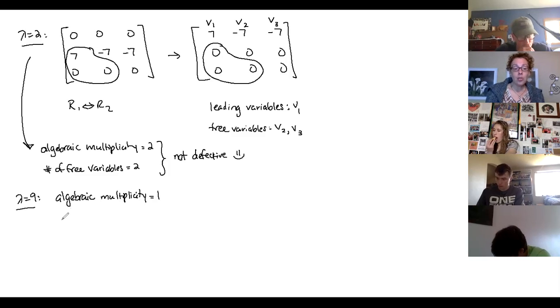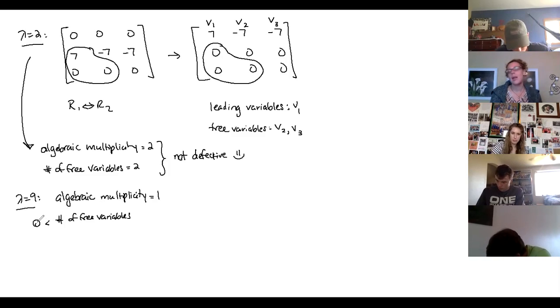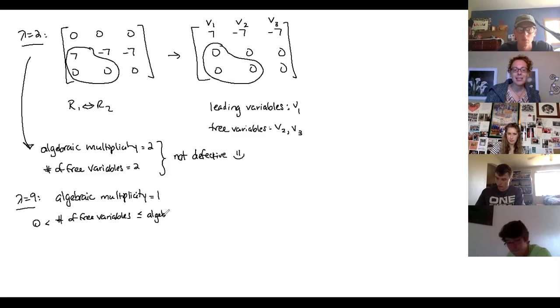I also know 2 things. I also know that the number of free variables is always positive. I always have at least 1 free variable when I'm looking for eigenvalues. And I know that my number of free variables is always less than or equal to my algebraic multiplicity. If you take linear algebra, we prove both of these things. In here, we're just stating them. So number of free variables is always bigger than 0 and less than or equal to the algebraic multiplicity.